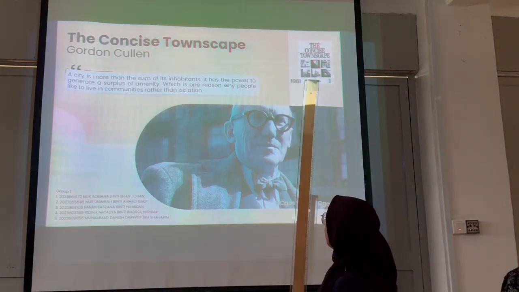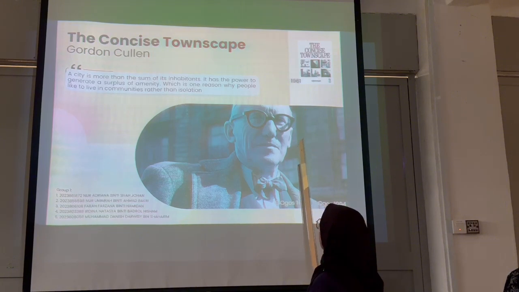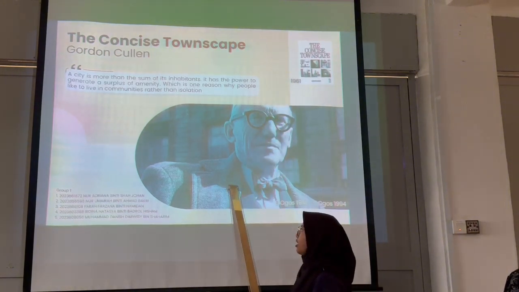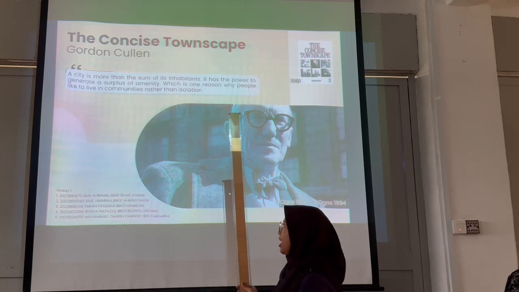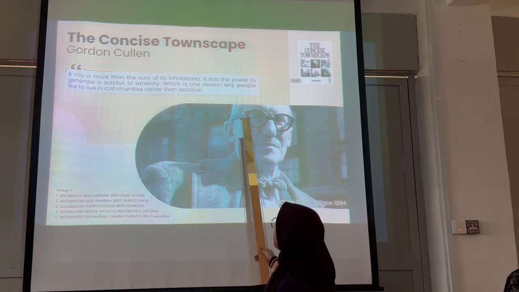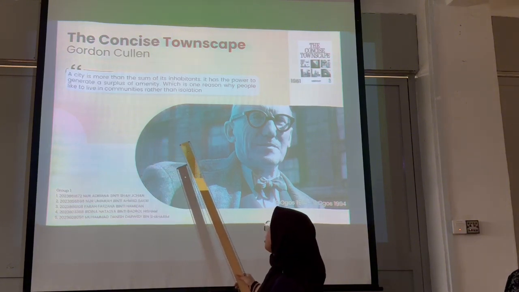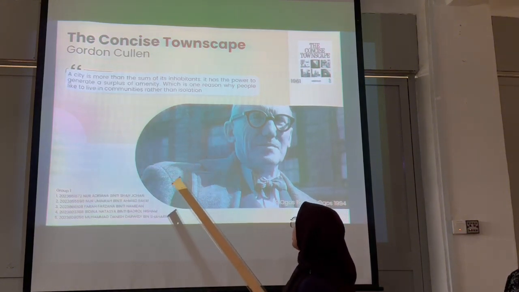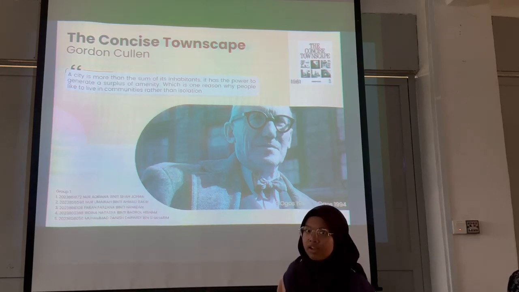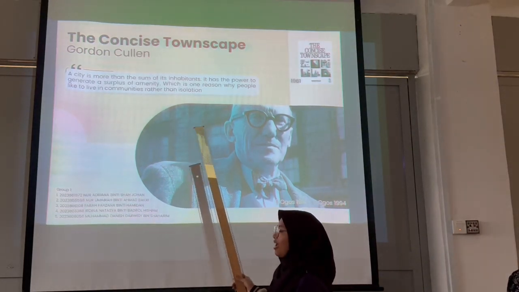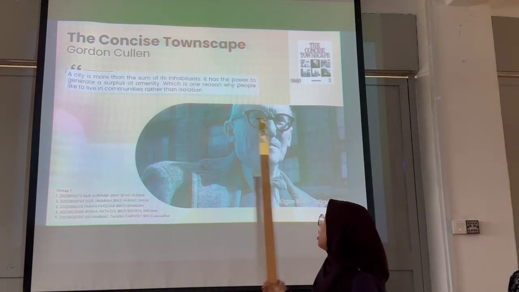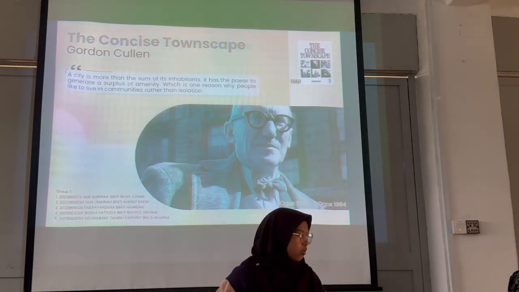Before I start, I would like to tell you that Concise Townscape was published in 1961, and this is Cullen. Cullen said in his book, a city is more than the sum of its inhabitants. It has the power to generate a surplus of amenities, which is one reason why people like to live in community rather than in isolation. This has been proven by the theory that Cullen made in his book.